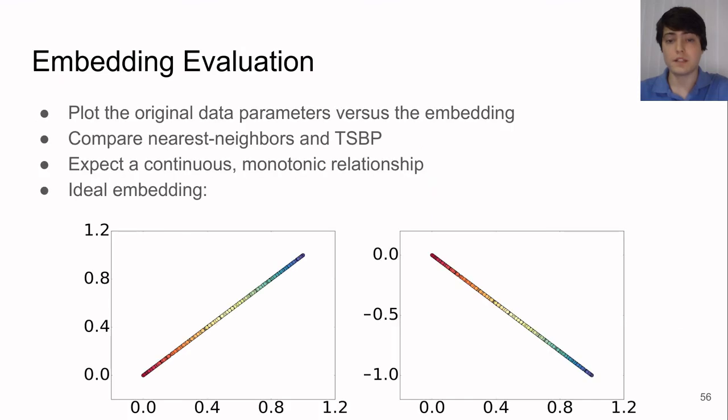We can also analyze the embeddings themselves. Because this is a one-dimensional manifold, we simply plot the original parameter used to generate the data versus the embedding parameter, and we expect a continuous monotonic relationship. The ideal embedding shown below is simply a linear relationship.